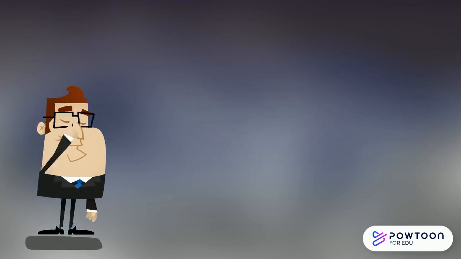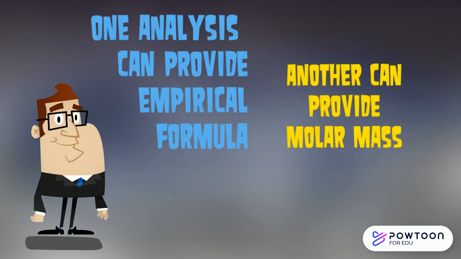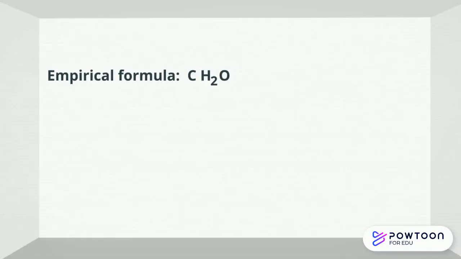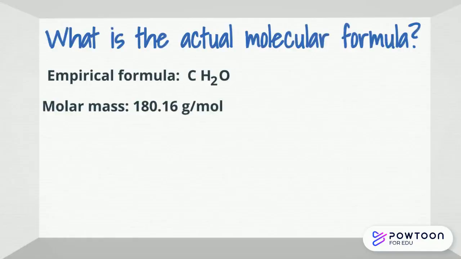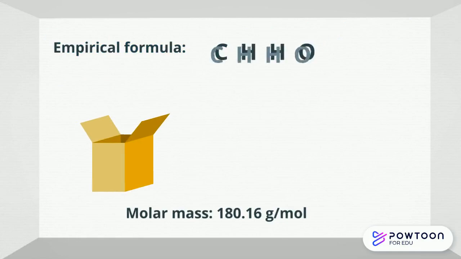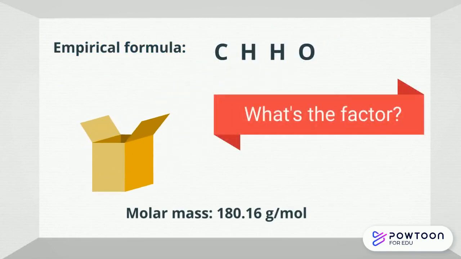Chemists have methods to determine the empirical formula of unknown compounds. If they also determine the molar mass, they can determine the actual molecular formula for that compound. For example, suppose you have the following data, and you need the actual molecular formula. We need to know how many empirical formulas are in the molecular formula. We need to know the factor.